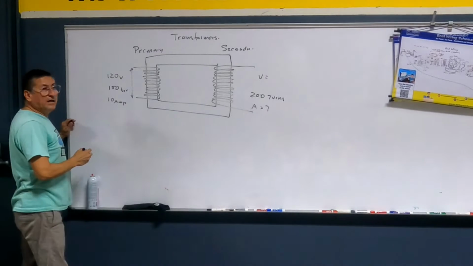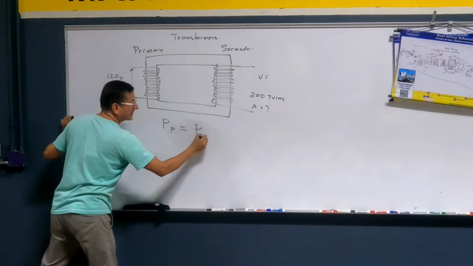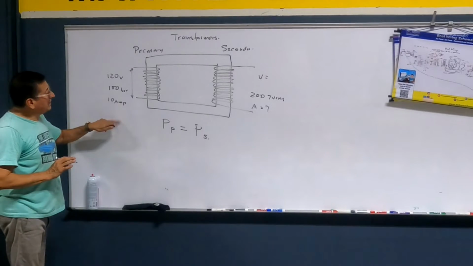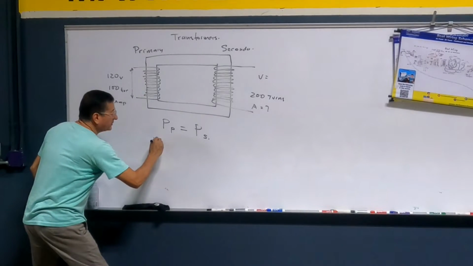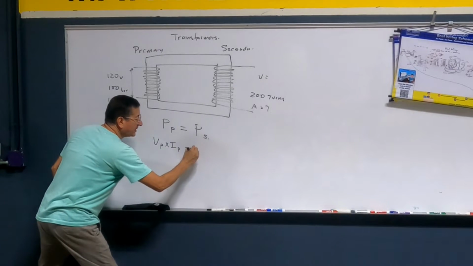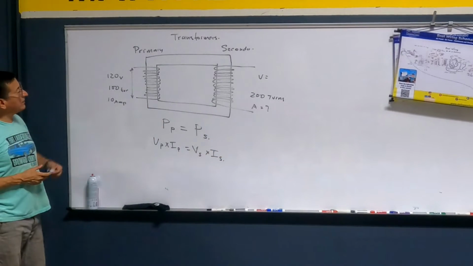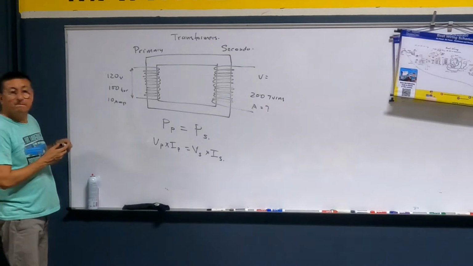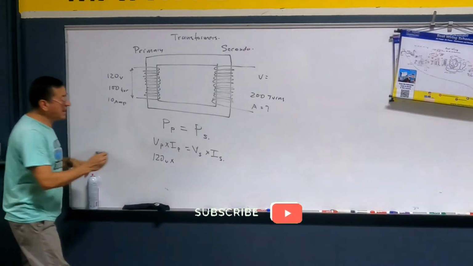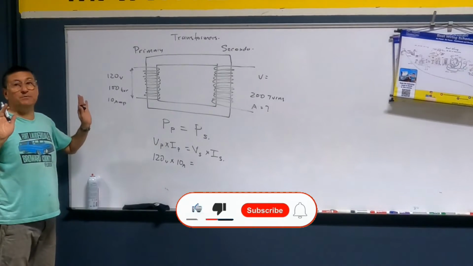It's supposed that the power in the primary should be equal to the power in the secondary. Yes or no? How much is the power in the primary? It is the voltage in the primary times the intensity, and it should be equal to the voltage in the secondary times the intensity in the secondary. In this example, the voltage in the primary is 120 volts times the intensity, 10 amps. Should be equal in the secondary. The power should be equal.